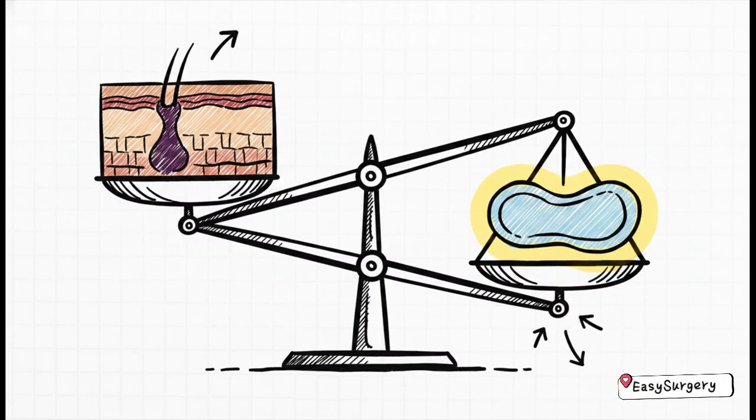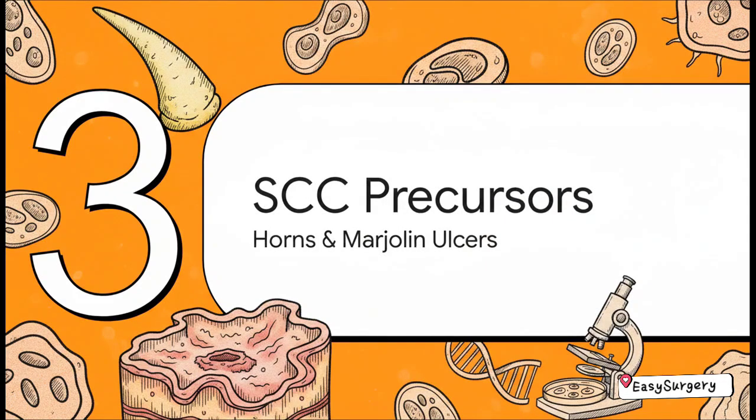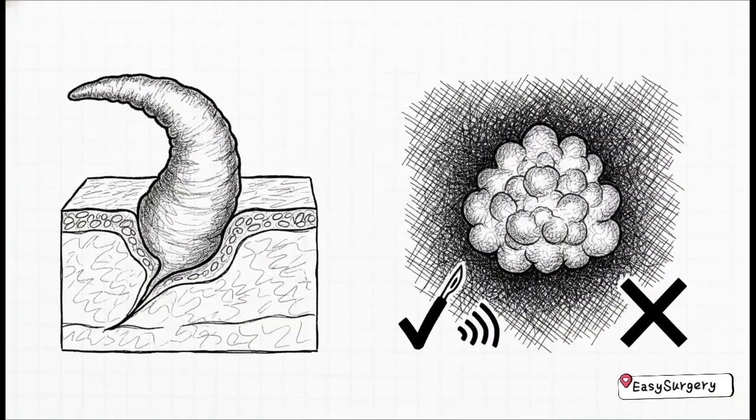Lymph node involvement absolutely dictates the patient's overall prognosis. All right, quick shift. Section 3 covers the critical precursors to squamous cell carcinoma, sebaceous horns, and Marjolin's ulcers. First up is the sebaceous horn. This is basically a keratinous growth that frequently emerges as a complication of a regular sebaceous cyst.